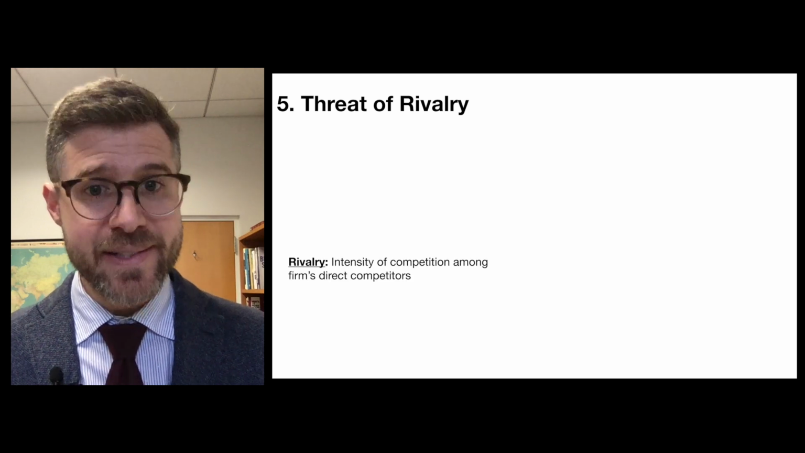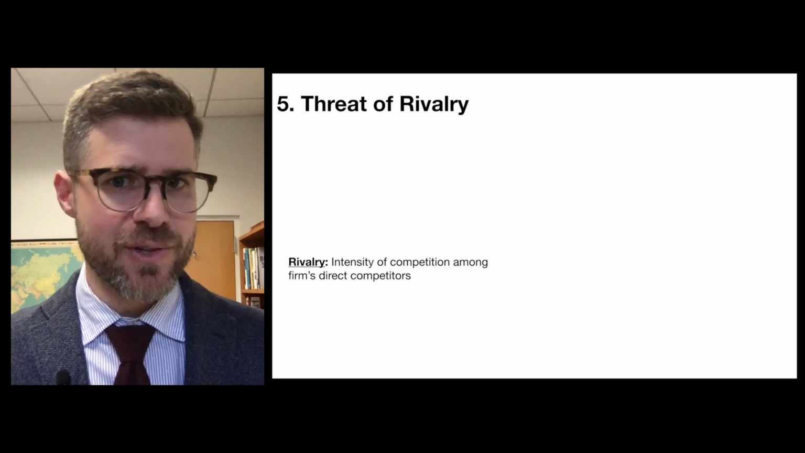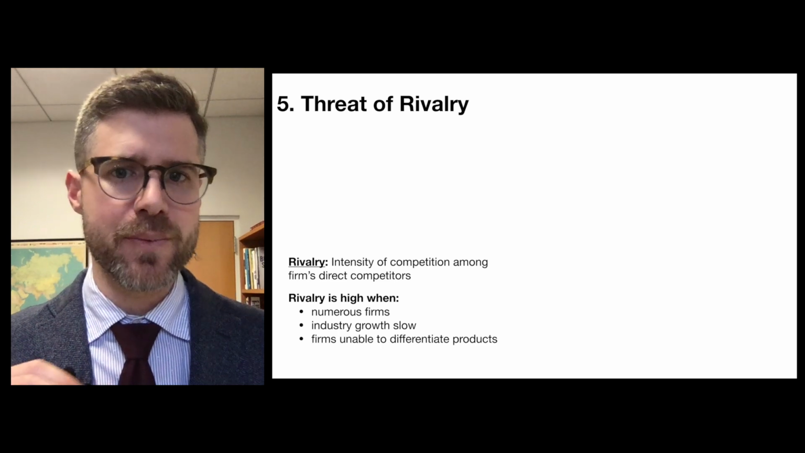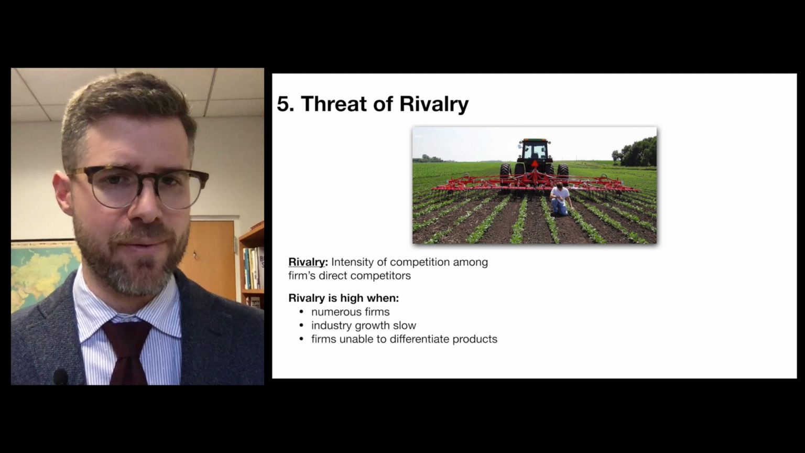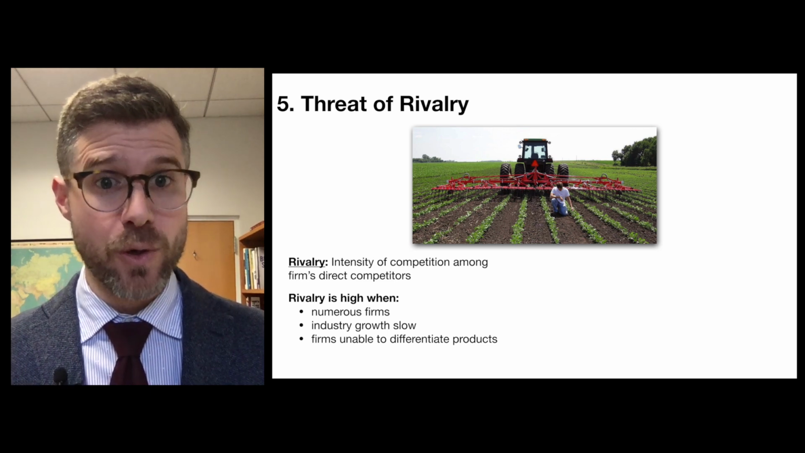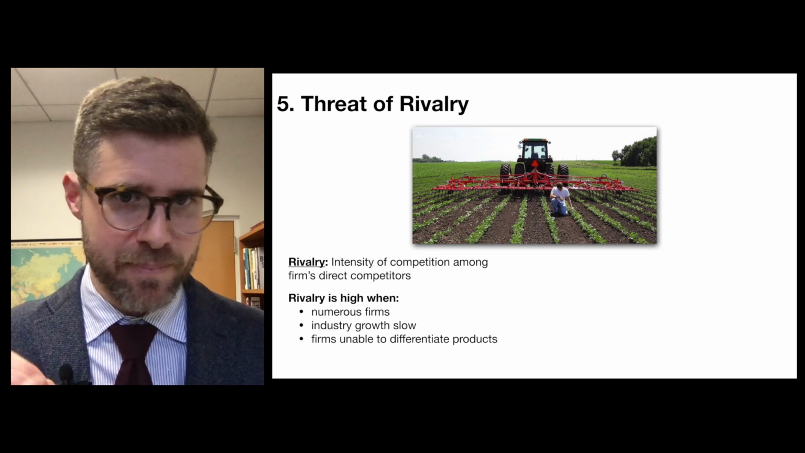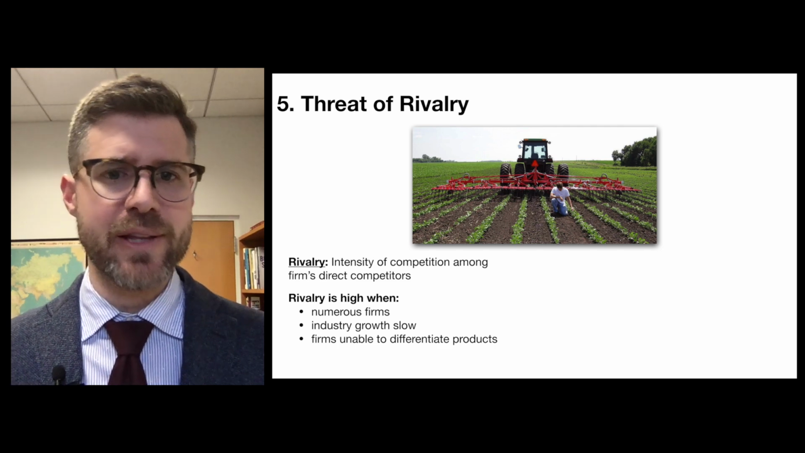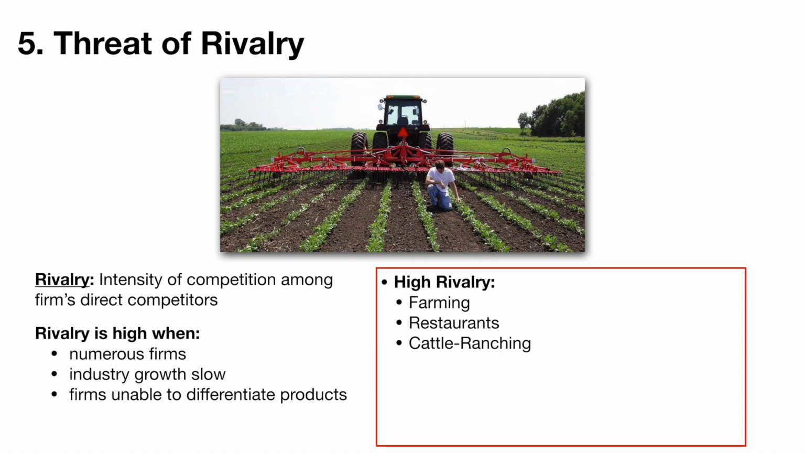Rivalry refers to the intensity of competition among a firm's direct set of competitors. Rivalry within an industry is high when there are numerous firms, when industry growth is slow, and of course, when firms are unable to differentiate their products. Farming is the quintessential high rivalry industry. Agricultural products like corn are commodities, meaning there are thousands of similar producers, and industry growth, pun fully intended, is slow. Firms are, by definition, unable to differentiate the products that they produce. This leads to consistently low profits. Other high rivalry industries include restaurants, cattle ranching, and mining.